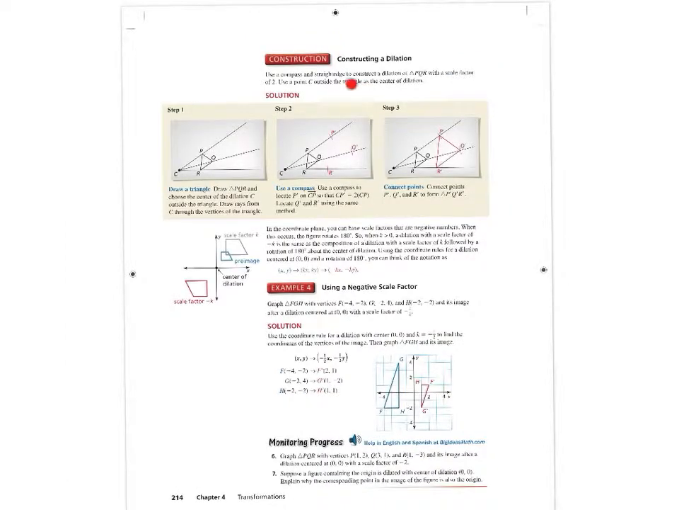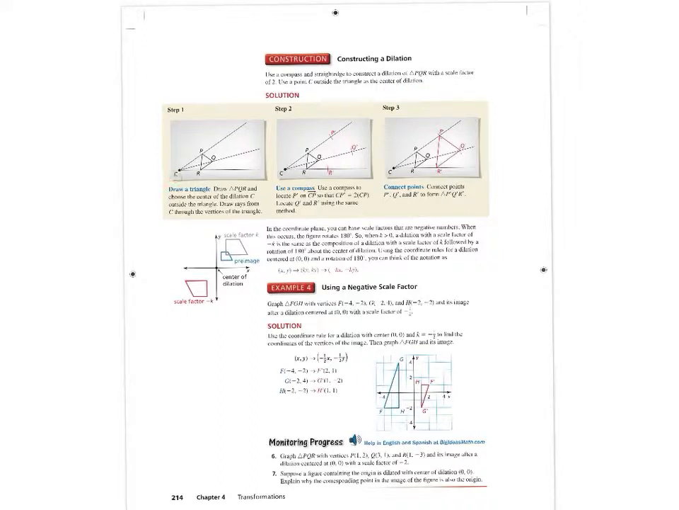And then a construction of dilation. Make sure you bring in your dollar to buy your very own compass so you can practice all constructions on your own. So use a compass and straightedge to construct a dilation of triangle PQR with a scale factor of 2. Use a point C outside the triangle as the center of dilation.